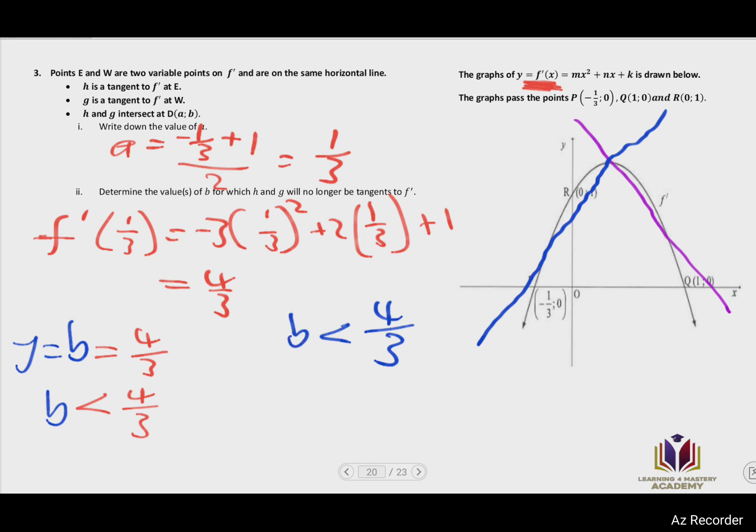if B is less than 4 over 3, it means that the two straight lines would be shifted downwards. They would be moved downwards. Then each one of them would cut the graph at 2 points, which then disqualifies them as tangents. Okay, don't be confused by the B. I replaced the Y by the B because it's the same thing. The B is the Y value of D.